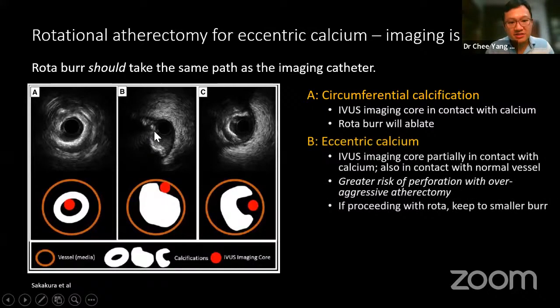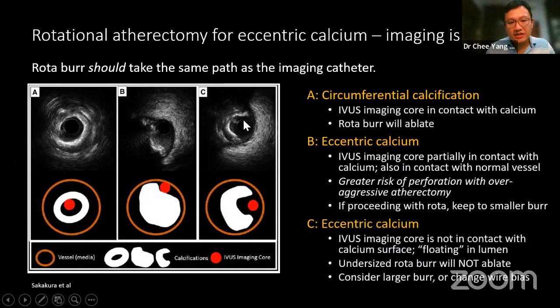If you get eccentric calcium like here in example B, where part of the imaging catheter is in touch with the calcium, but a lot of it is in touch with fairly normal or healthy vessel, then you might want to be a bit more careful about your atherectomy. If you're overly aggressive and take too large a burr, you might cause some damage on the normal part of the vessel instead of just affecting the calcium.